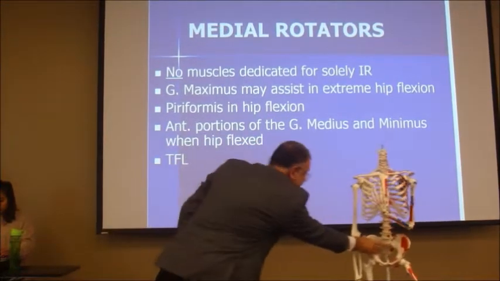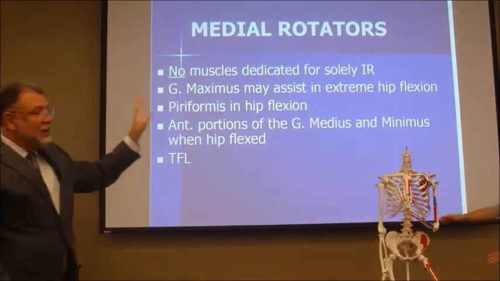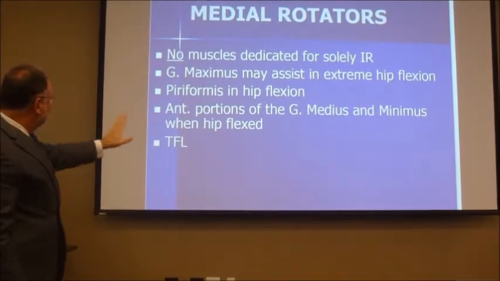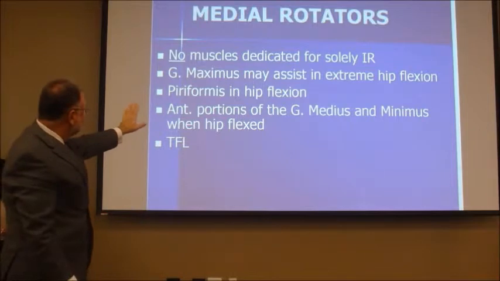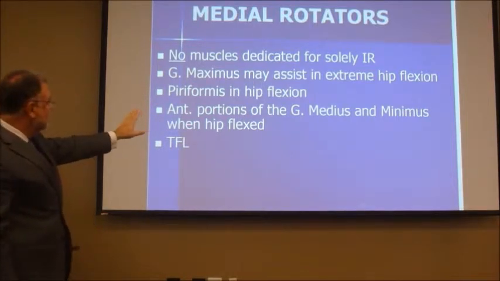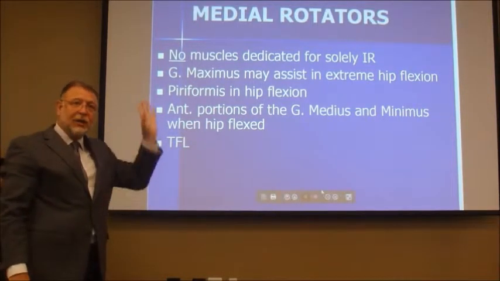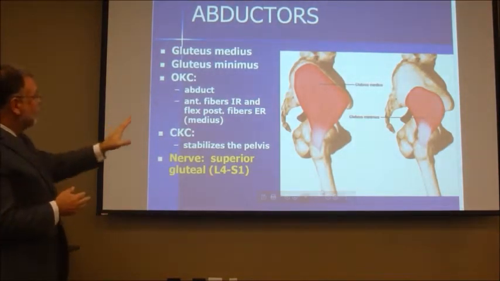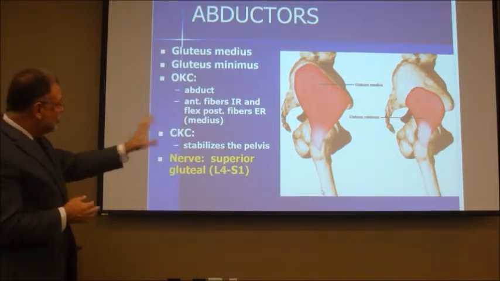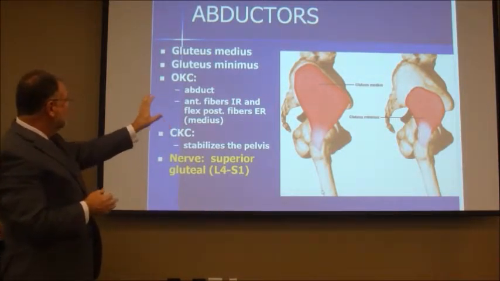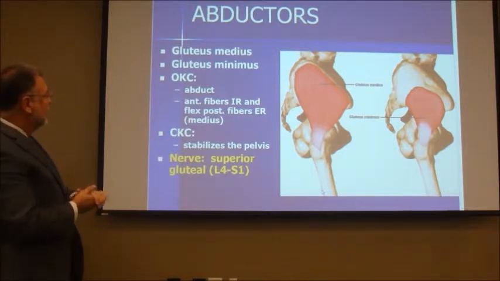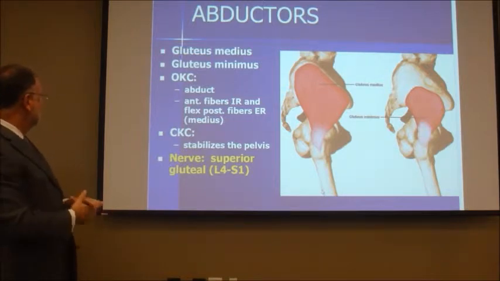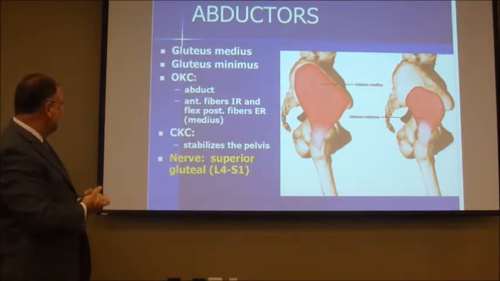So it was said that no specific muscles are dedicated just for internal rotation. Remember when we talked about the gluteus maximus, the piriformis and hip flexion, and also the gluteus medius, minimus and the tensor fasciae latae. All of them are going to be for internal rotation of the hip. The abductors, we already talked a little bit about them. Going to be two specific ones, the gluteus medius and minimus. A reminder is the innervation of them. Be sure that you review it. It is going to be L4 to S1.